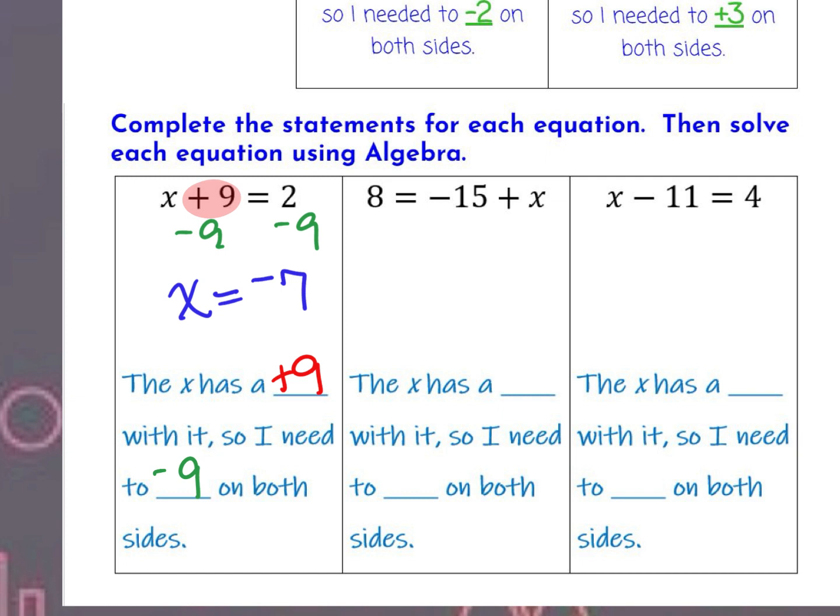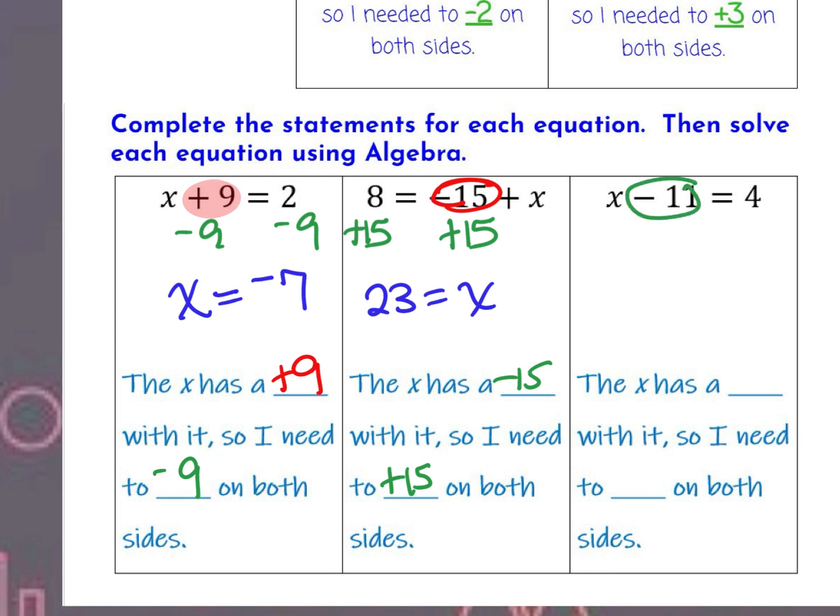On the next one, with the x, we see a -15. So if we have a -15, we need to do a +15. So +15 on this side and +15 on that side. Okay, so 8 + 15 is 23. So 23 is x. And then finally, on our last one, we have a -11 in the equation. So we need to do +11 on both sides. So that means that x is equal to 15.